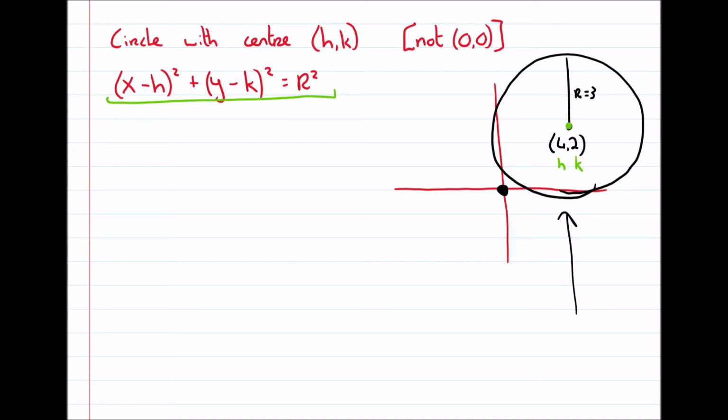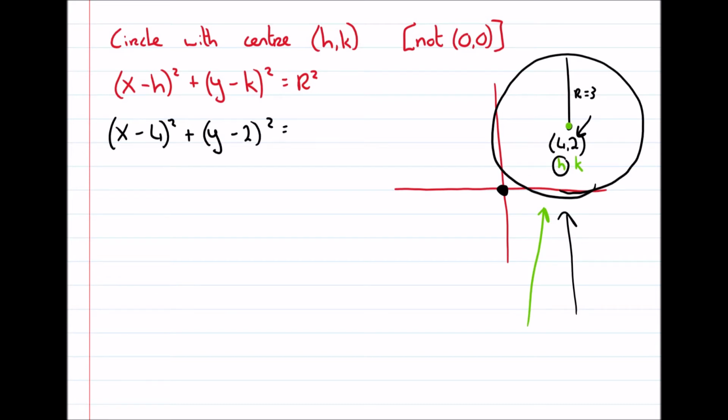So if I want to get the equation of this circle here, all I do is this. I rewrite this, but where I see h, I'll put in 4, because h is 4, squared, plus y minus k, where k is 2, squared, equals r squared, and r is 3. So 3 squared, which is 9. Okay, and there is my equation.